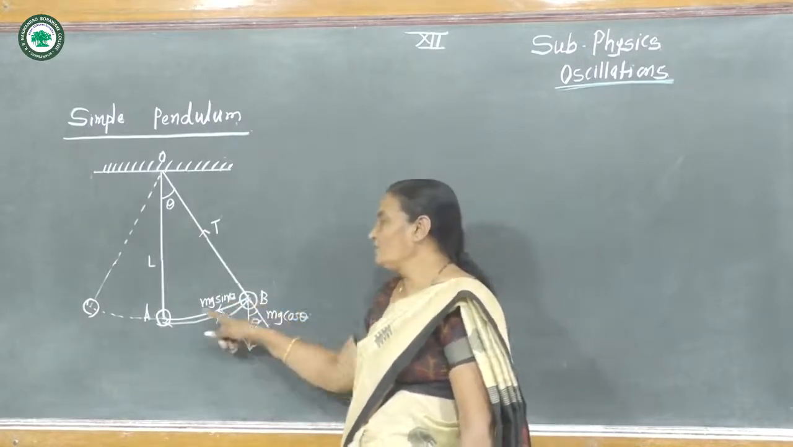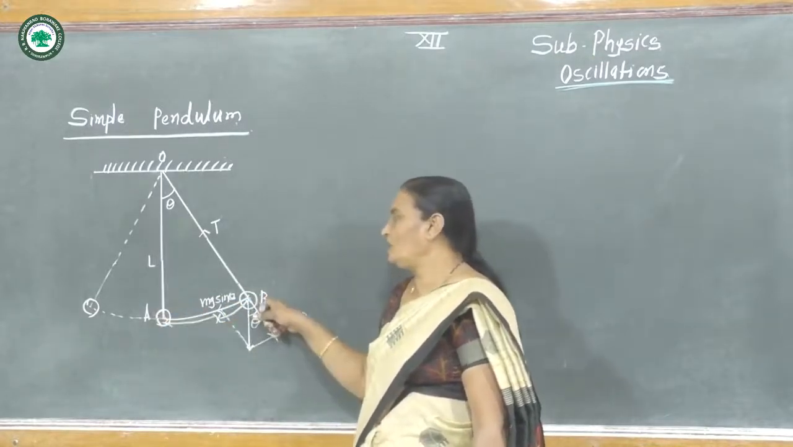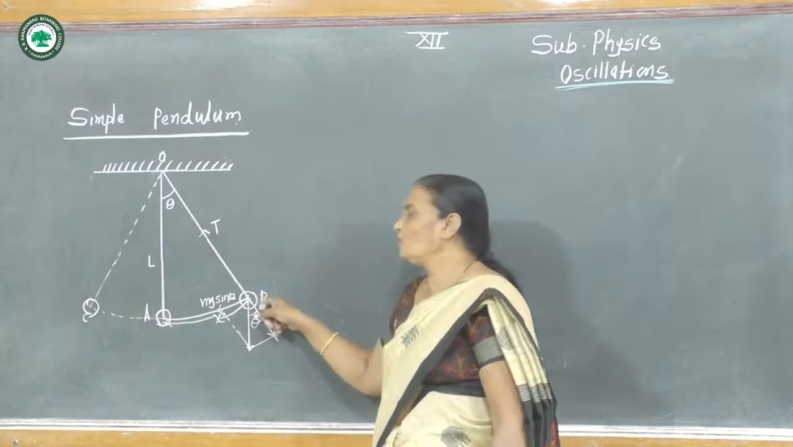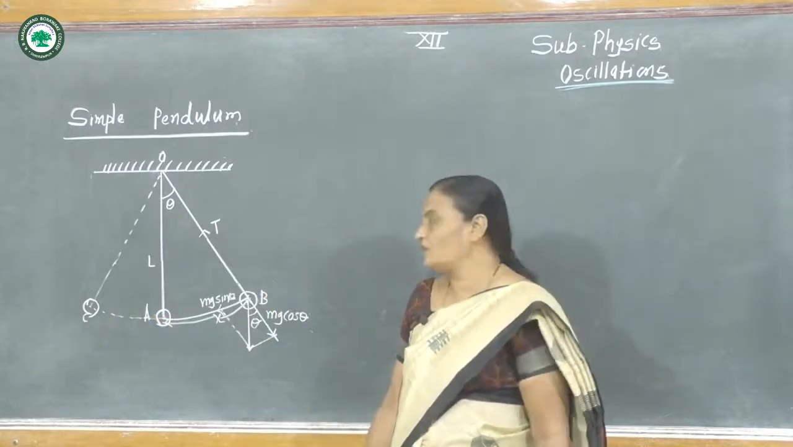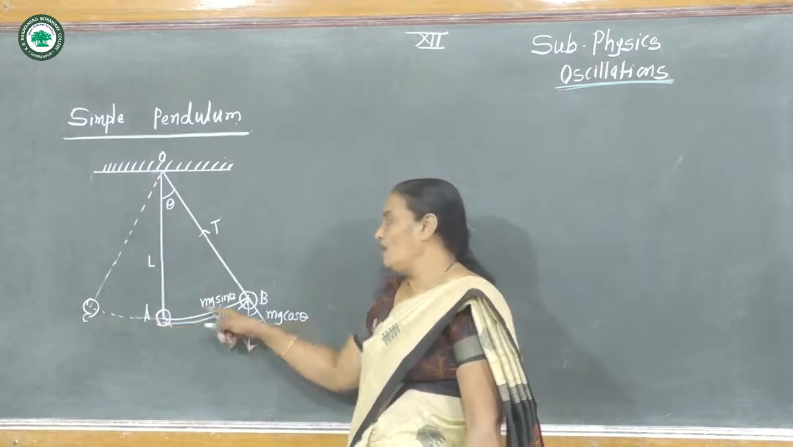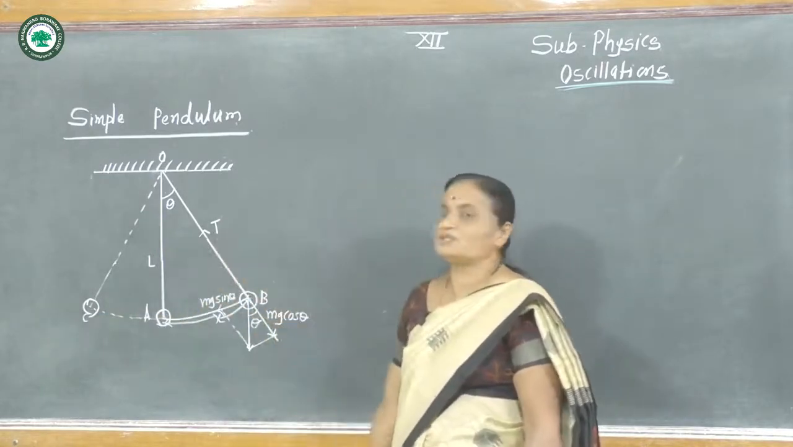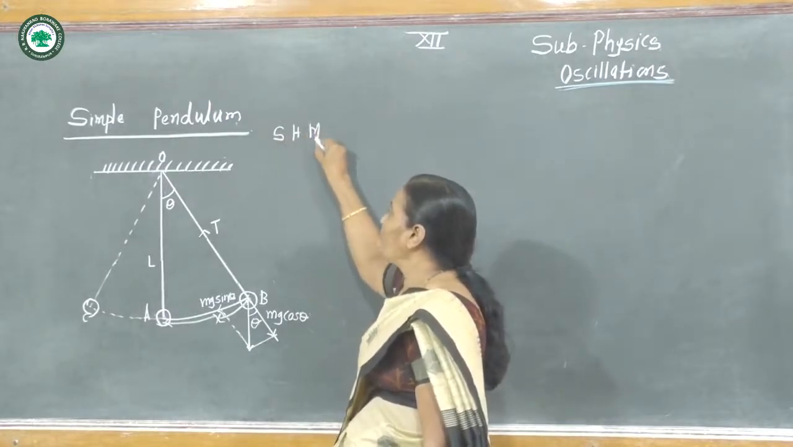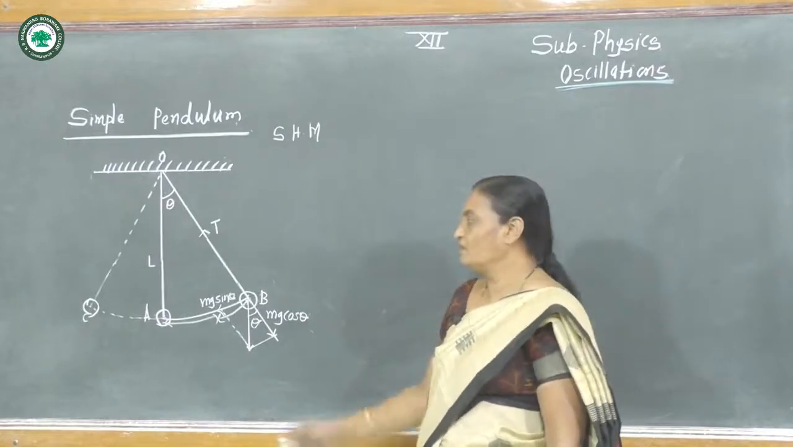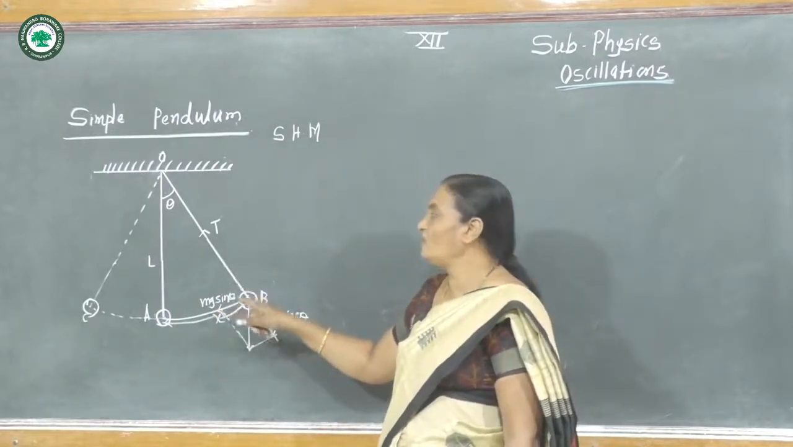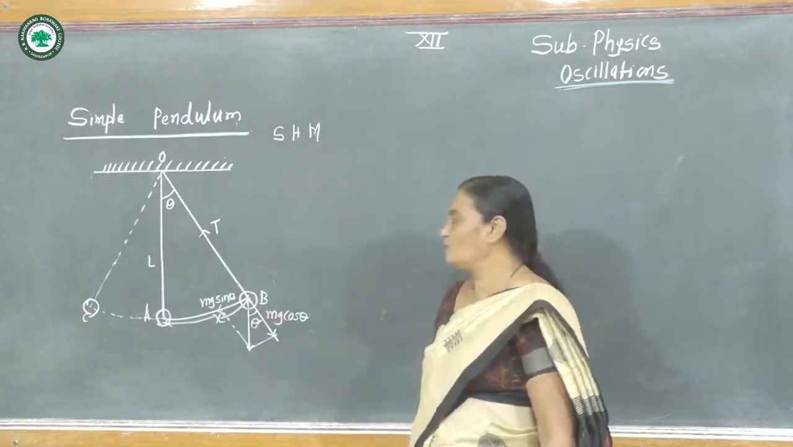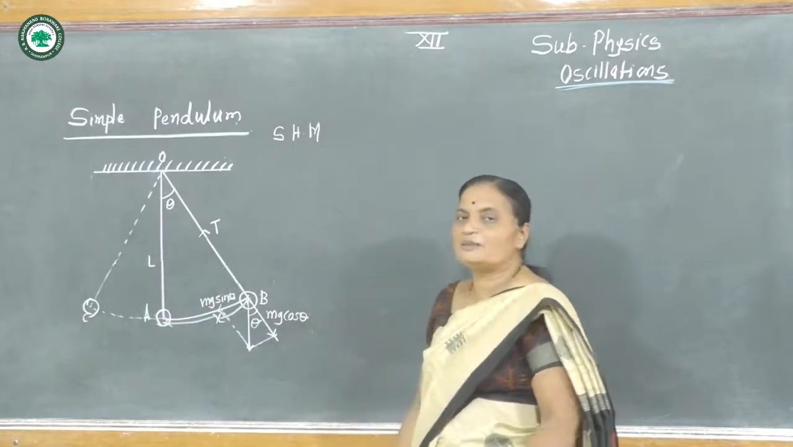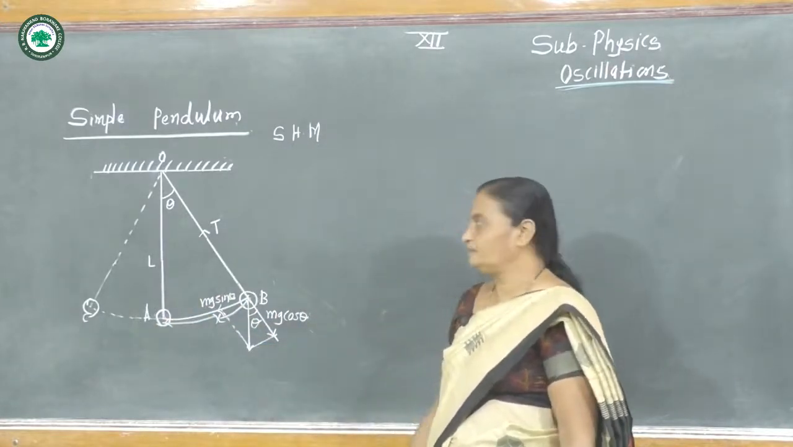That is, the motion of the bob is from A to B, B to O, then O to C, again C to A to B. It performs simple harmonic motion about the mean position and this motion is periodic. The motion of a simple pendulum is simple harmonic motion, that is, it is oscillatory and periodic. The bob moves about the mean position and the motion repeats after an equal interval of time.